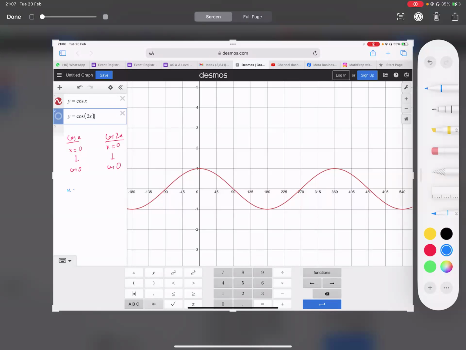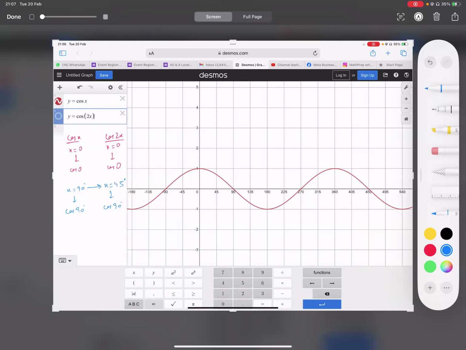If we had, however, x equals 90 in the first function, the result would be cos of 90. How are we going to get cos of 90 from the second graph? What value of x would we need to input so that it becomes cos of 90? 45, right? Yeah, 45. So instead of 90, we have to put 45. So the point at x equals 90 now moves to x equals 45.